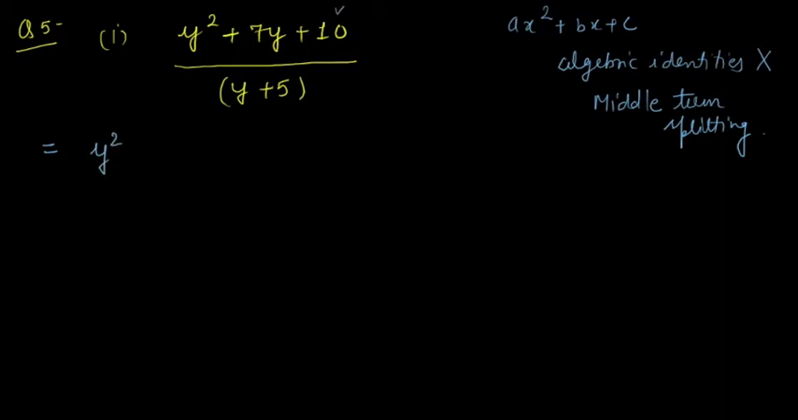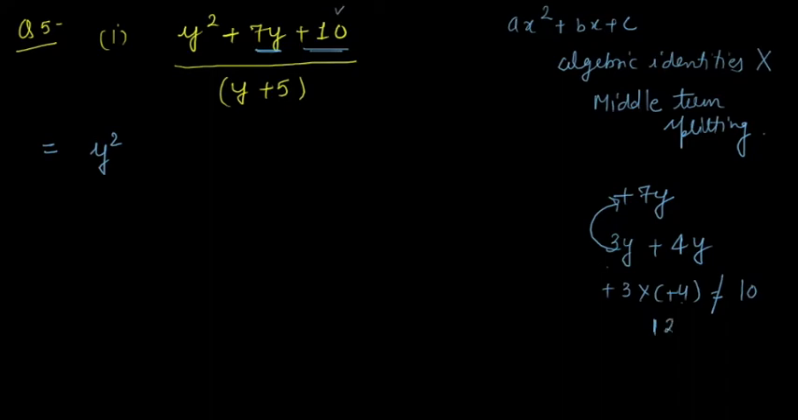Y square as it is, you have to split middle term, which is 7y, such that the sum should be plus 7y and the product of the constant should be equal to plus 10. So plus 7y, right? If I write say 3y plus 4y, I am getting the sum of 3y and 4y as 7y. But is plus 3 into plus 4 equal to 10? No, because this is giving me 12, which is not equal to 10, but I need a 10. The product of the constant should be equal to 10.